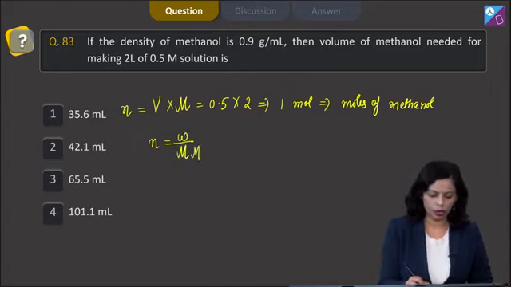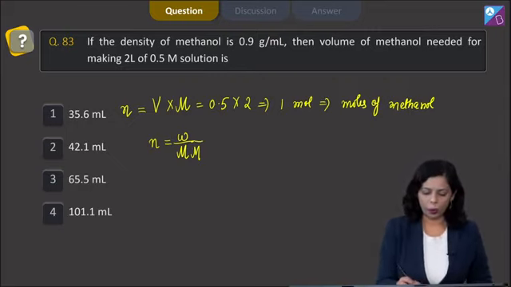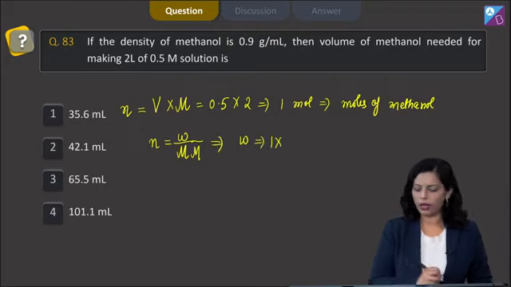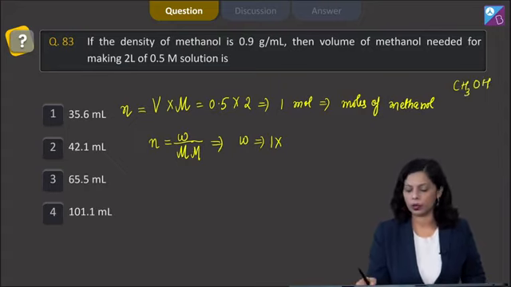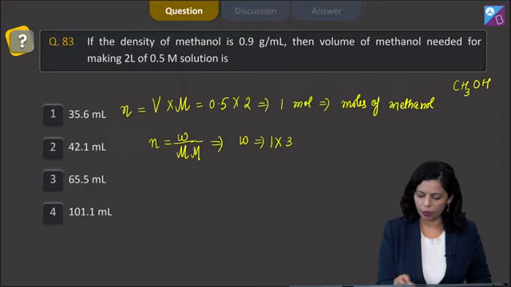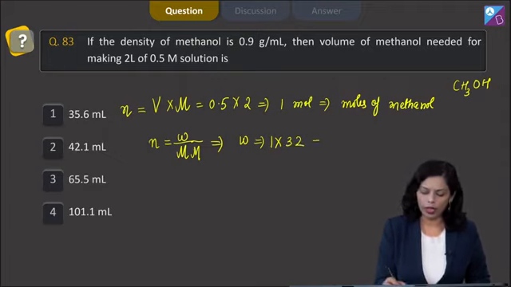So for the molar mass I'm using double M, right? Now, in this way the weight would be equal to moles, that is 1, times the molar mass. And what about the molar mass of methanol? Formula you know, CH3OH, just calculate 12 plus 3 plus 16 plus 1. So it comes out to be 32, right? 32 gram per mole. So the weight of methanol is 32 gram. Getting it?